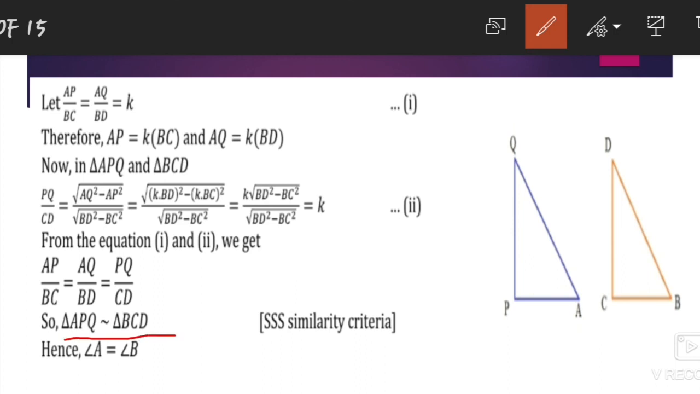Now since they are similar, the corresponding angles will be equal. That's why angle A will be equal to angle B. Hence, angle A is equal to angle B. So this question was a very important one. You have to prove that angle A is equal to angle B. Here is the proof. So please pay your attention to this question. This is very important.